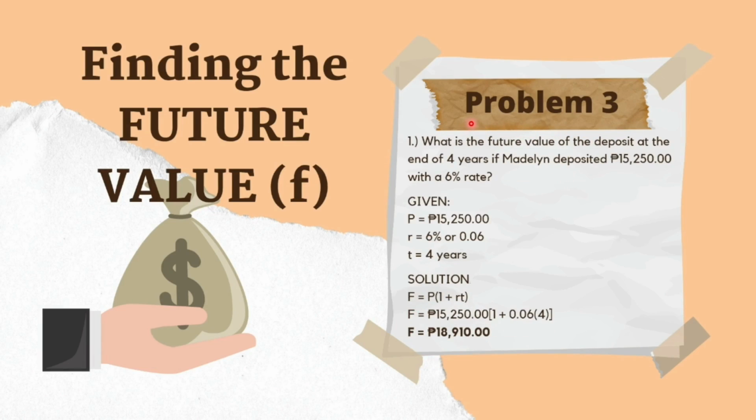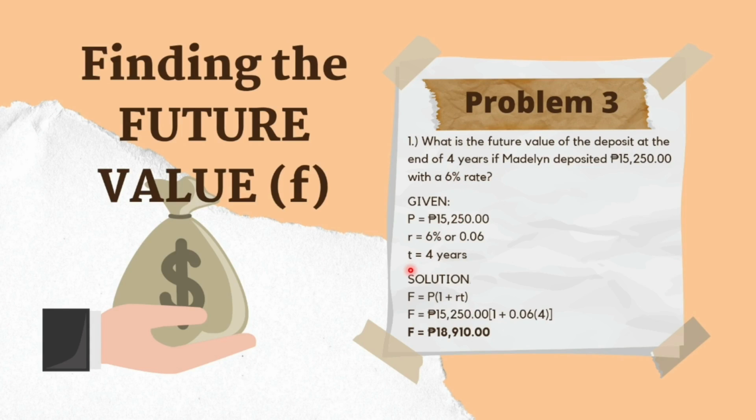Next, we have here problem number 3, or question number 3. So what is the future value of the deposit at the end of 4 years if Madeline deposited 15,250 pesos with a 6% rate? So we have here the extracted given of 15,250 for the principal, or the P, a given rate, or R, of 6%, or 0.06 once divided by 100, and the given time of 4 years, or 4, here as you can see in the word problem.